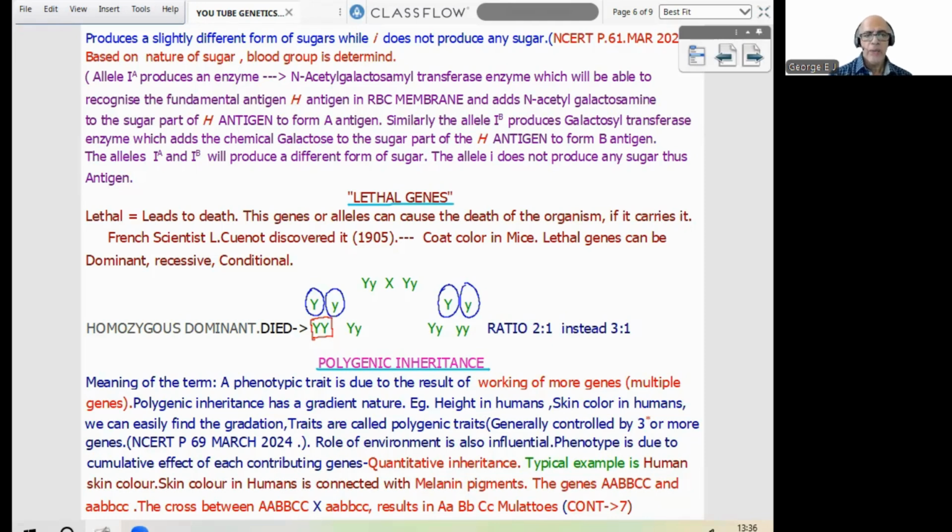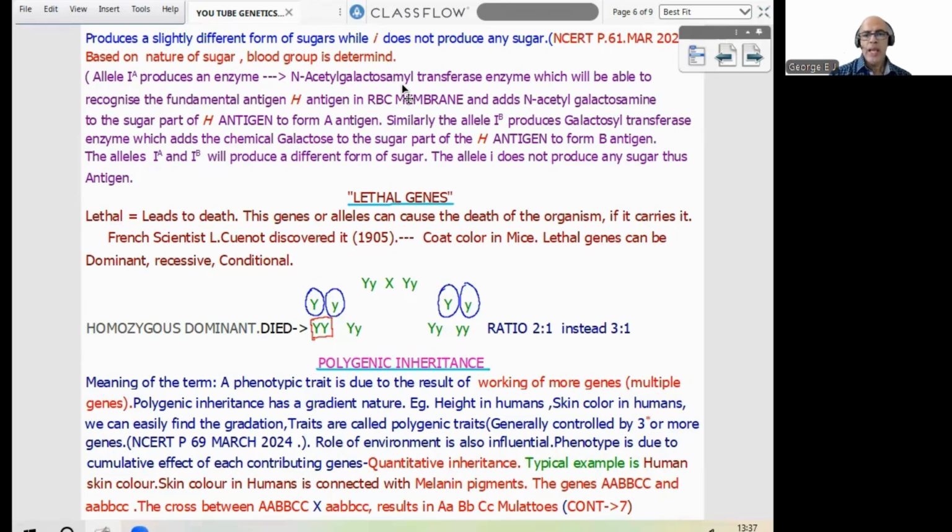Allele IA will produce an enzyme called N-acetyl galactosaminyl transferase. Here you can find it. This transferase enzyme is able to recognize the fundamental antigen, H antigen, in the RBC membrane. After recognition, it adds N-acetyl galactosamine to the sugar part of the H antigen to form the A antigen. So it is the purely biochemical aspect.